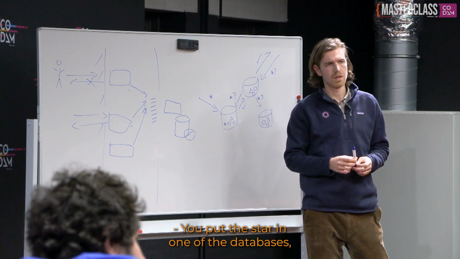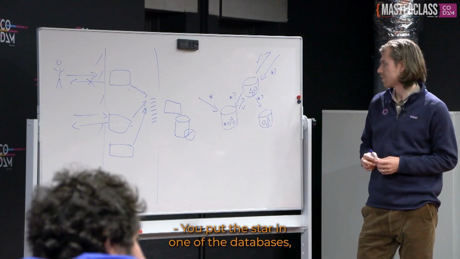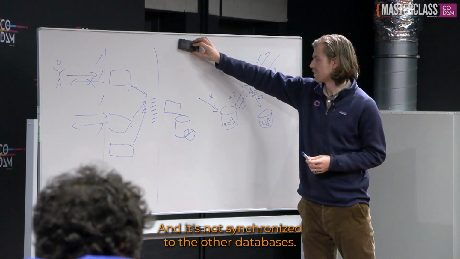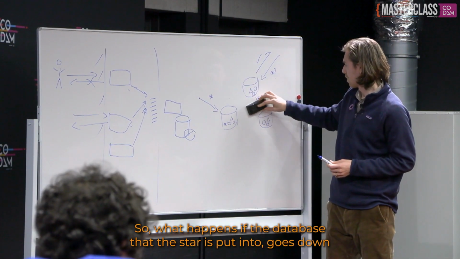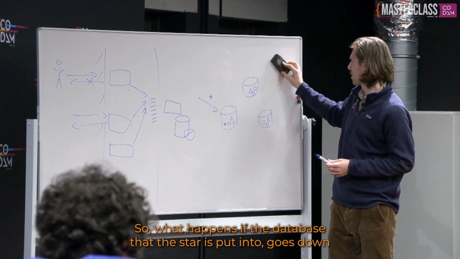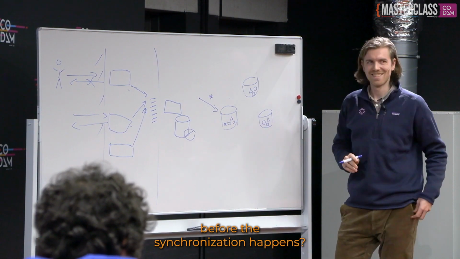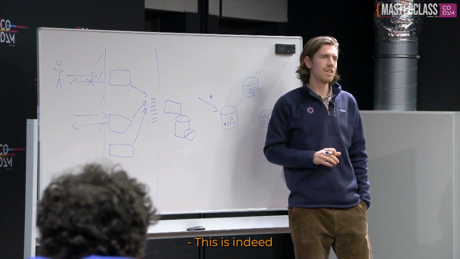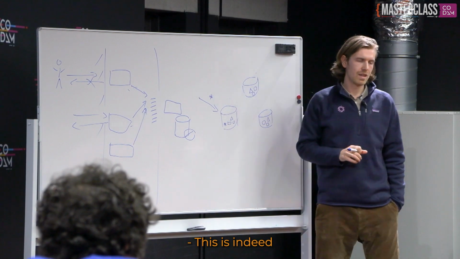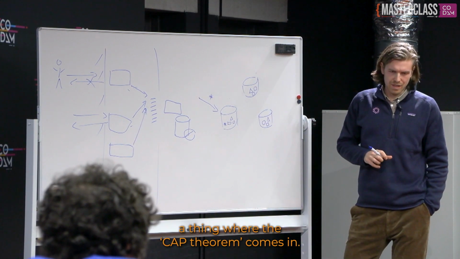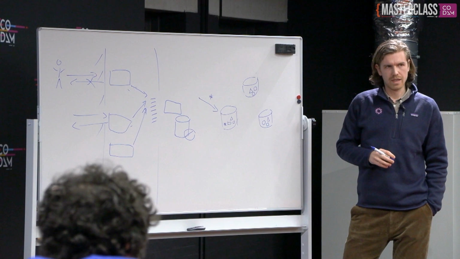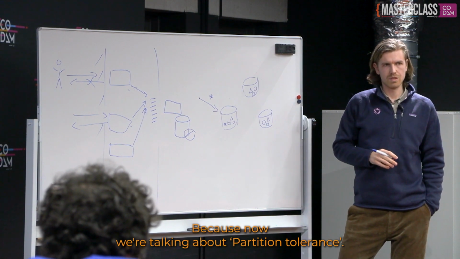Yeah, so you put the star in one of the databases, right? And it's not synchronized to the other databases. Yeah. So what happens if the database that the star is put into goes down before the synchronization happens? Yes, and this is indeed, I think, where the CAP theorem comes in, right? Because now we're talking about partition tolerance.